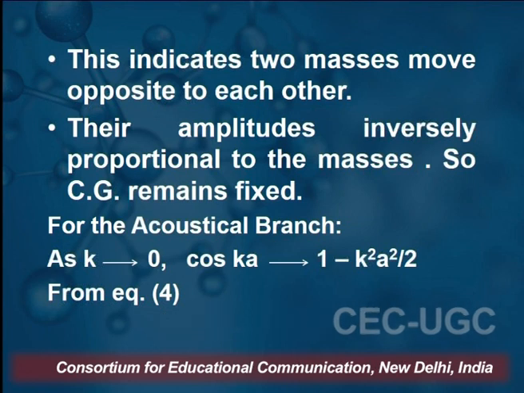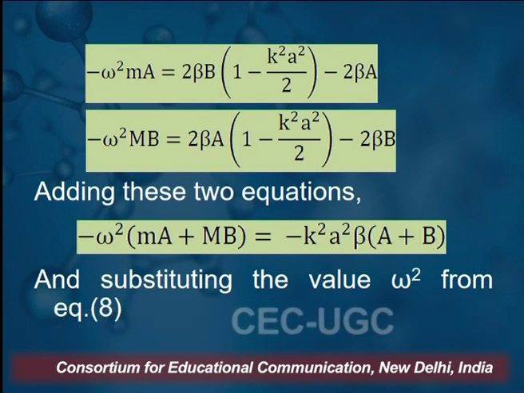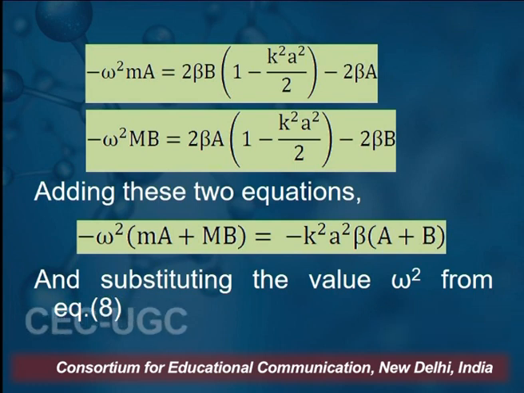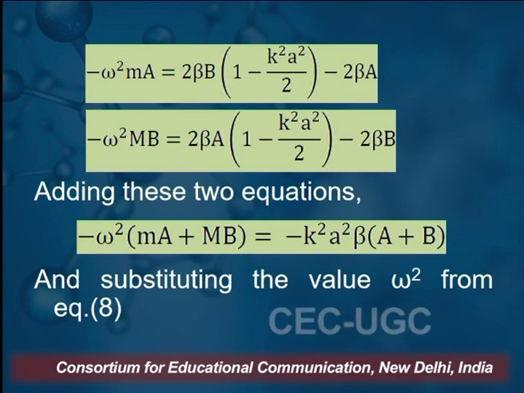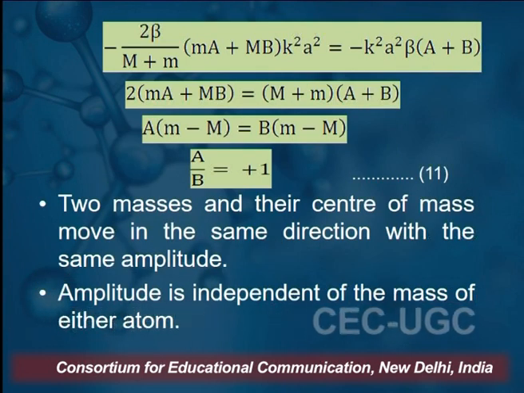So, again from equation number 4, I can write the two equations as minus omega square m into A should be equal to 2 beta B into 1 minus k square A square by 2 minus 2 beta A, and the second one will be minus omega square m B equal to 2 beta A 1 minus k square. Now, if I add these and then calculate, what we find is that the A by B ratio in this case will be equal to 1.